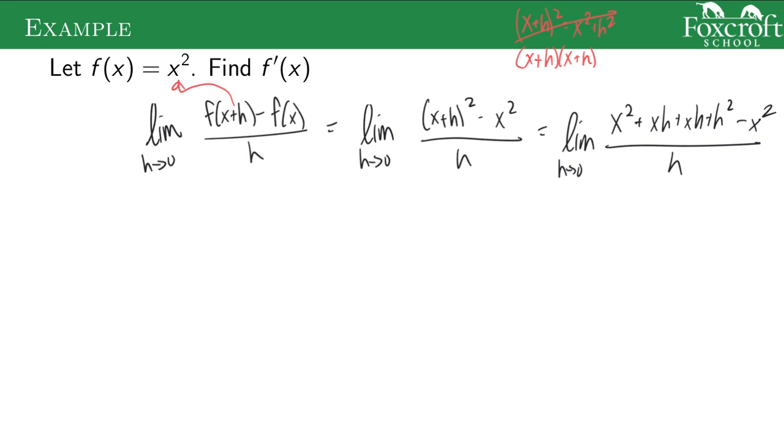And again, once I do this simplifying, I know I'm on the right track if all the stuff without an h cancels. x squared and minus x squared cancel out.